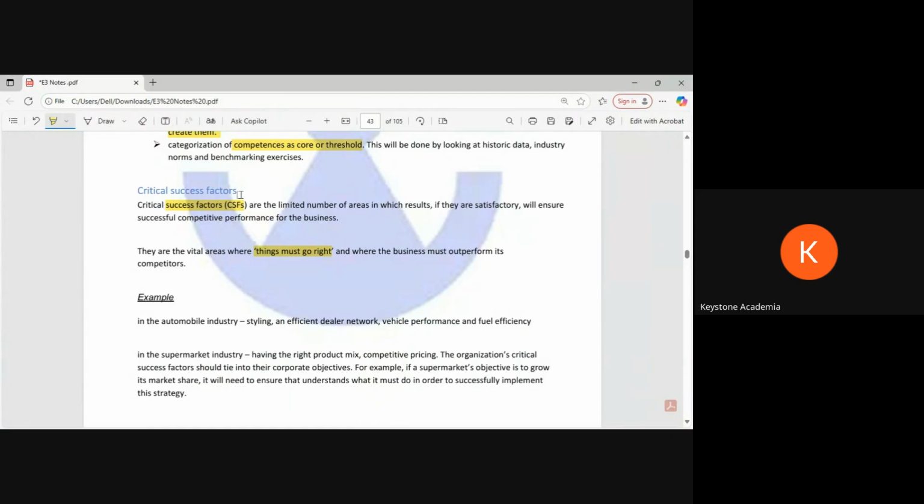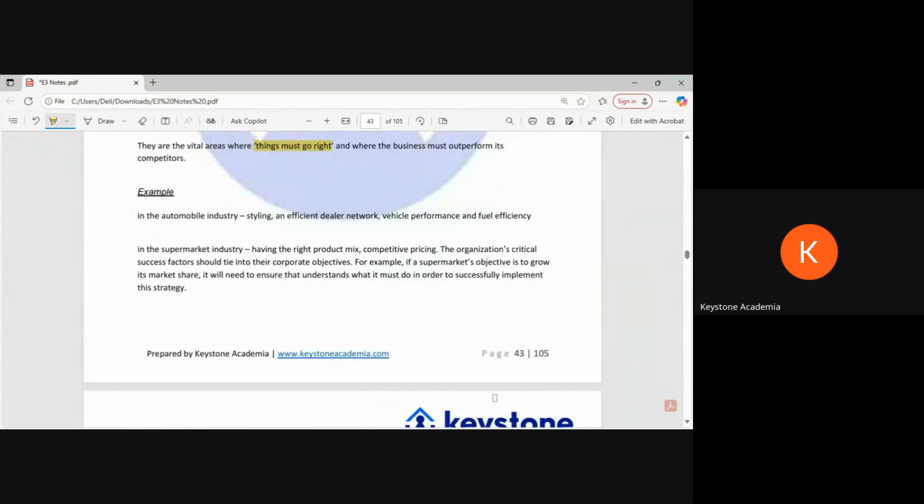So CSFs and KPIs can be an important question. In the past, they have given you a scenario and asked what will be the CSF for this, or they'll give you a CSF and ask what will be the KPI for that. We have an automobile industry example here: styling, an efficient dealer network, vehicle performance, and fuel efficiency. So they have given a couple of CSFs. First is style, second is dealer network, then vehicle performance, then fuel efficiency.